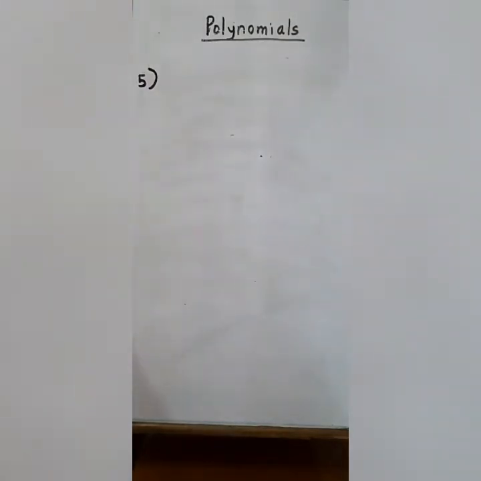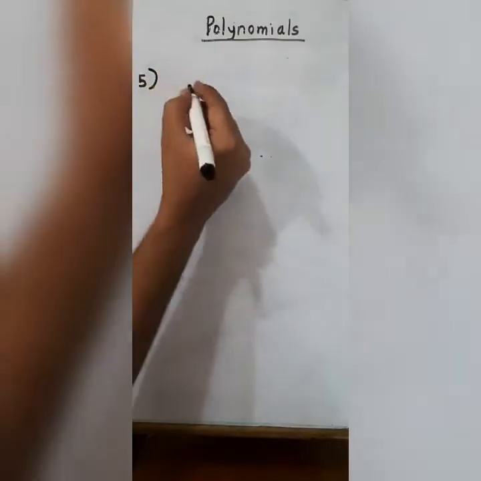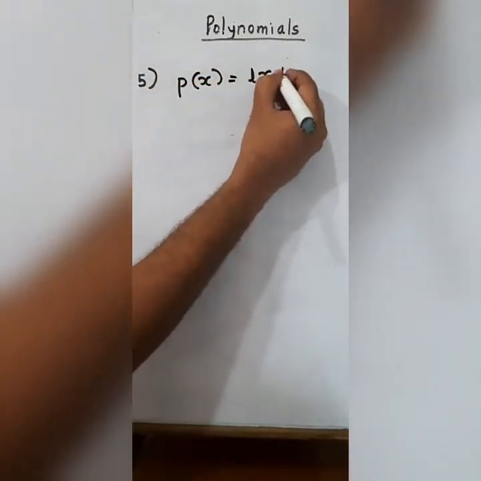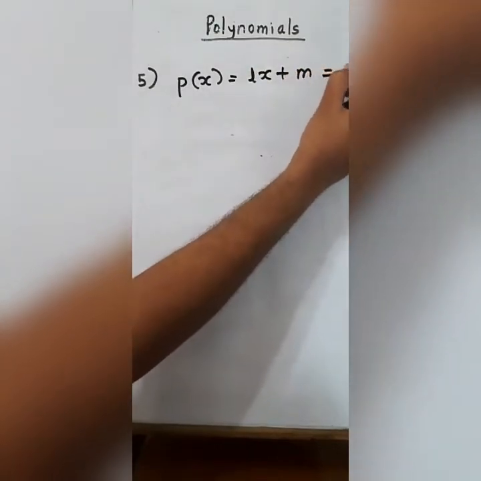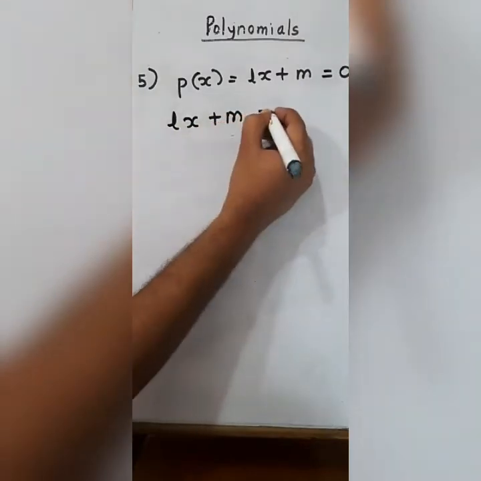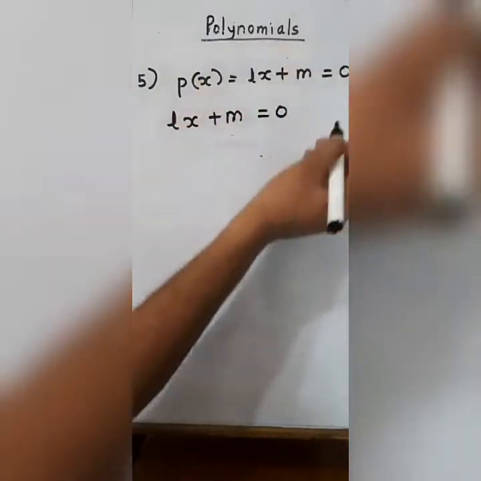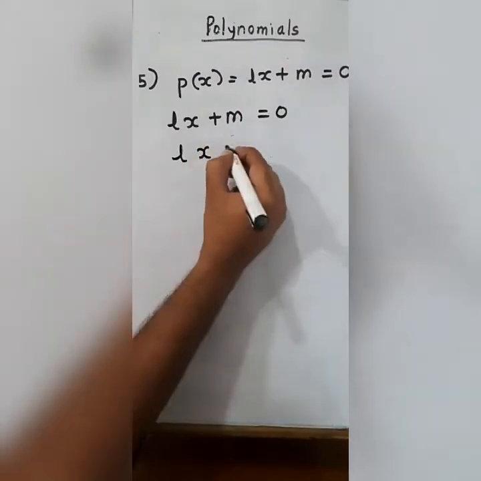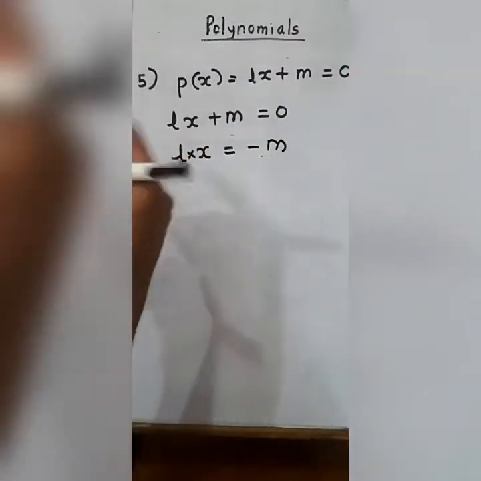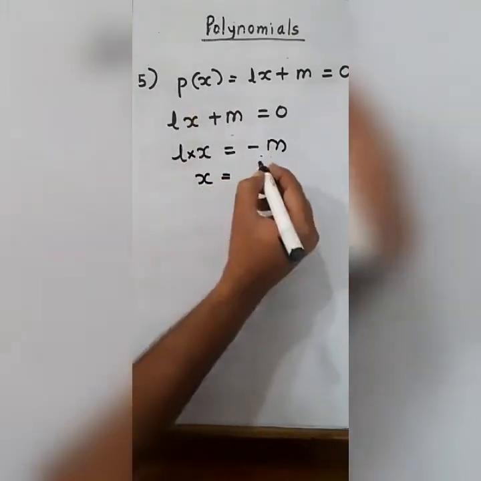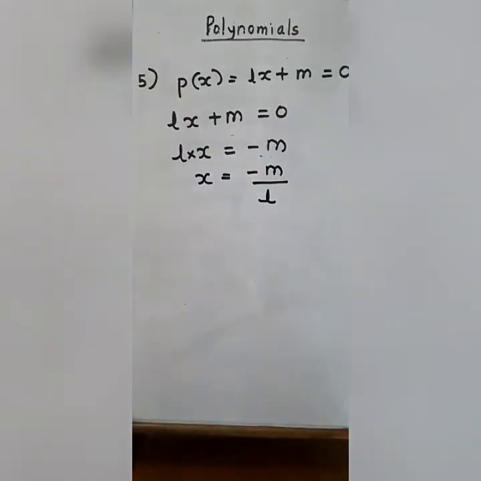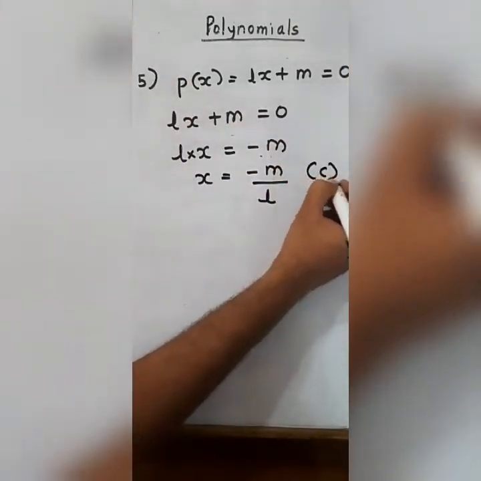Question number 5. Which of the following is the zero of the polynomial p of x is equal to lx plus m? What is the method? To find the zero, we equate it to 0. So lx plus m is equal to 0. Now this plus sign, when it shifts on the other side, it becomes minus. So lx equal to minus m. Now this is L into x. So when L shifts on the other side, it will go in the denominator. So minus m upon L. So the zero is minus m upon L. Option number C.